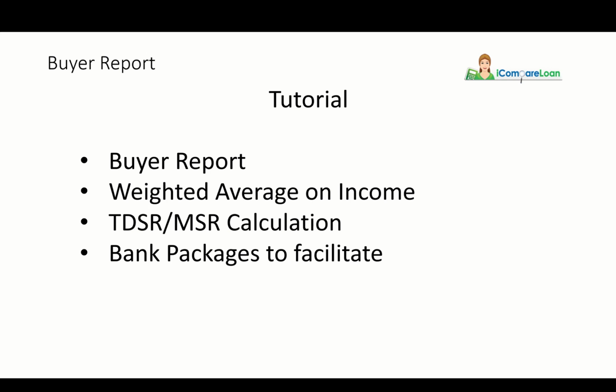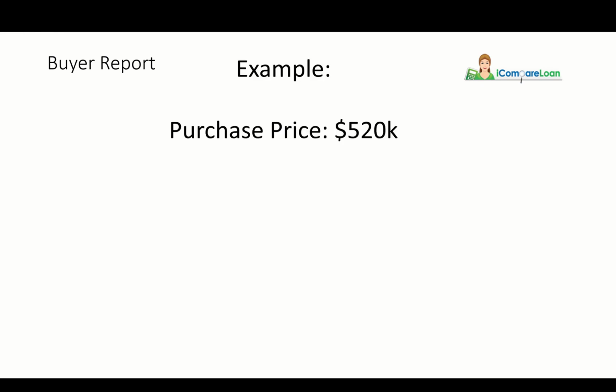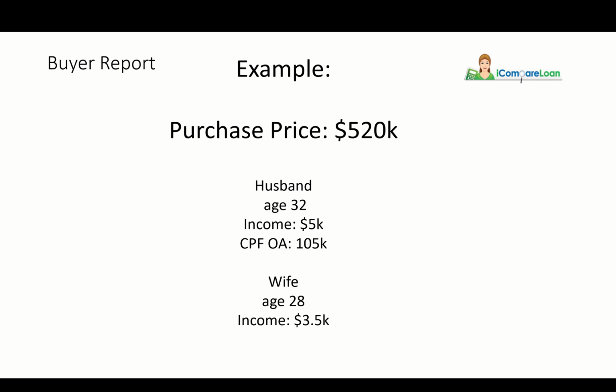So later I'll be using this example of a purchase price of 520,000. Here is the data of a couple that is going to purchase an HDB. We'll try HDB later. This is the husband's information: age 32, income 5,000, current CPF OA about 105,000. The wife is 28. She's drawing an income of 3,005 with a CPF OA of 50,000. So you can copy the details to help you refer better later.